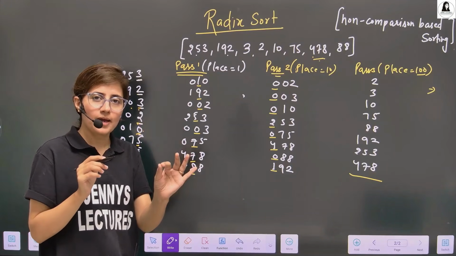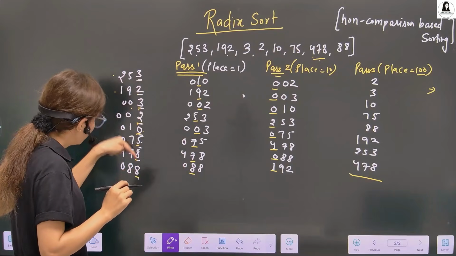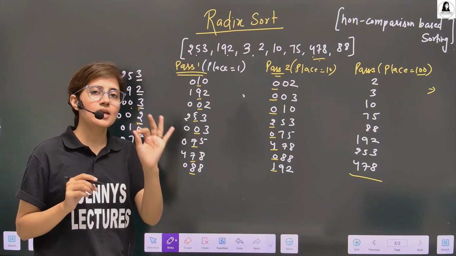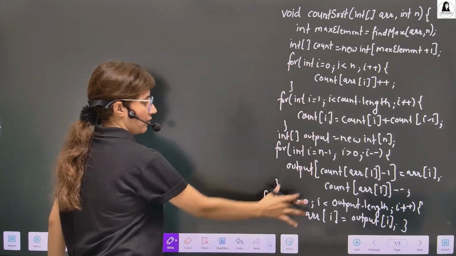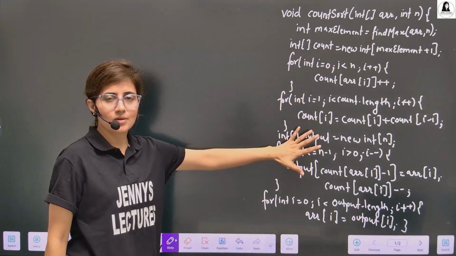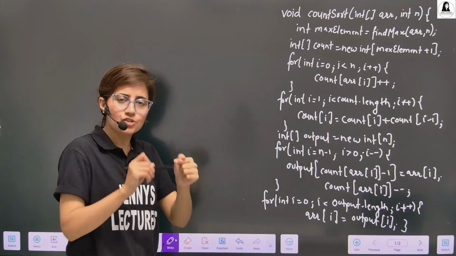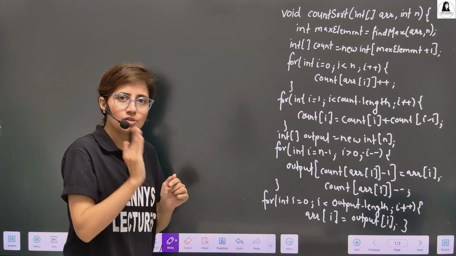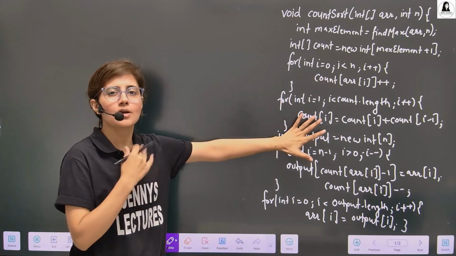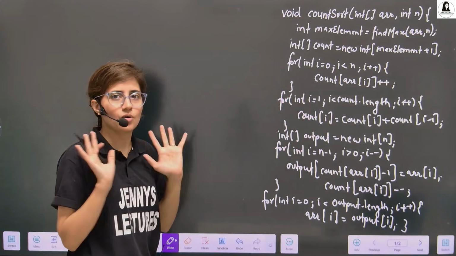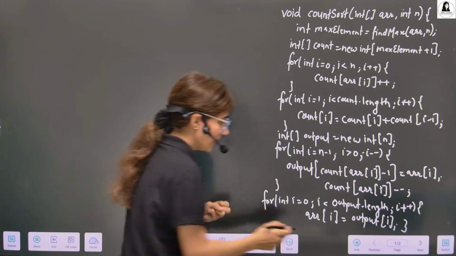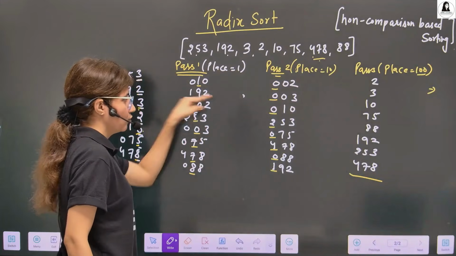So for that we apply stable counting sort for each digit, for each place value. And you know what counting sort is and how to apply it. So internally, in each pass, for each digit, we are calling this counting sort. We change it a little bit, not exactly the same, but the basic idea is that we call counting sort. I hope the basic idea of how radix sort works is clear to you.